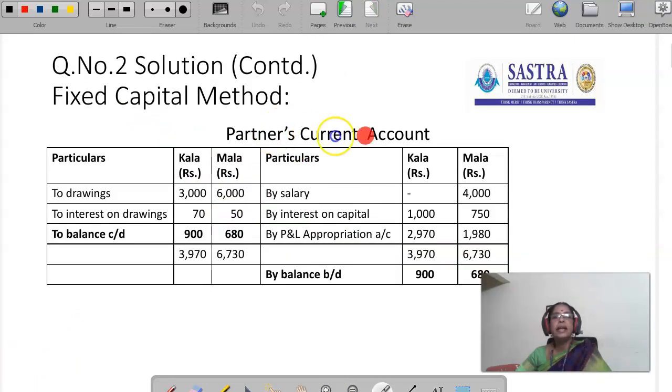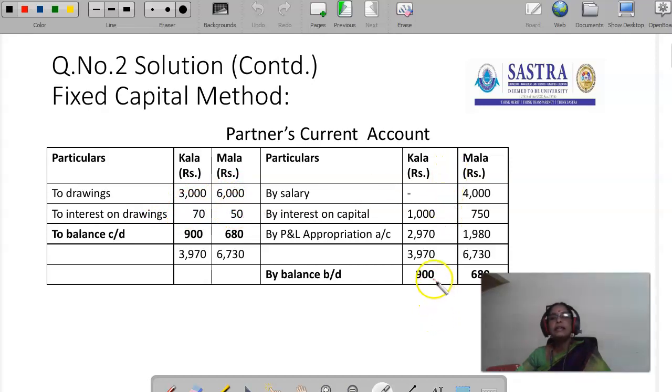Then we have to prepare the current account. Under the current account, we have to make all the changes. Salary 4,000 Mala. Interest on capital 1,750. Already we have calculated. Then P&L account, profit share is 2,970 for Kala, 1,980 for Mala. Then drawing is 3,000 Kala, Mala is 6,000. Interest on drawing is 70, 50.